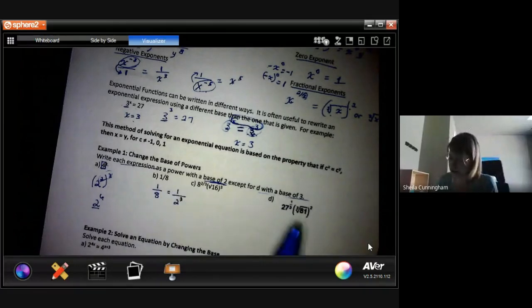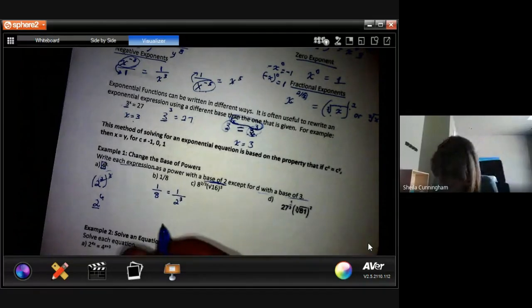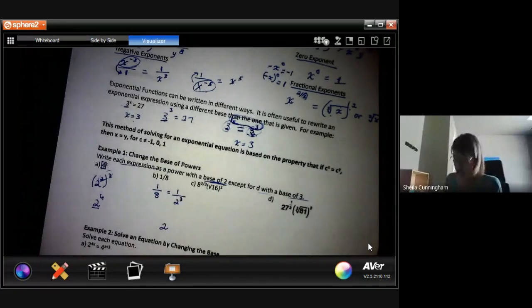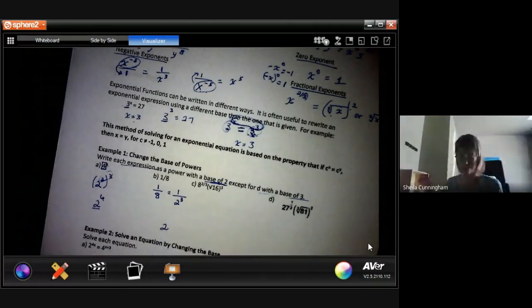Here's the problem though. In the end, I really need this to be just a base of 2, not a 1 over 2 to the power of 3. I need it to just be a base of 2.